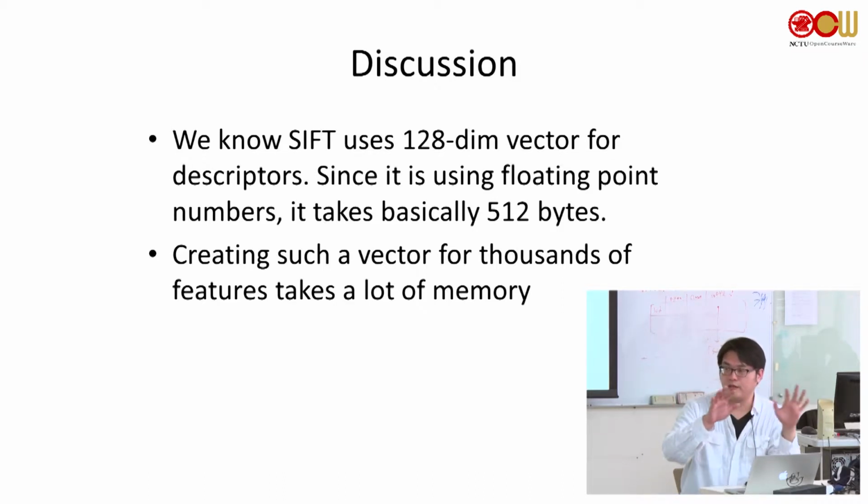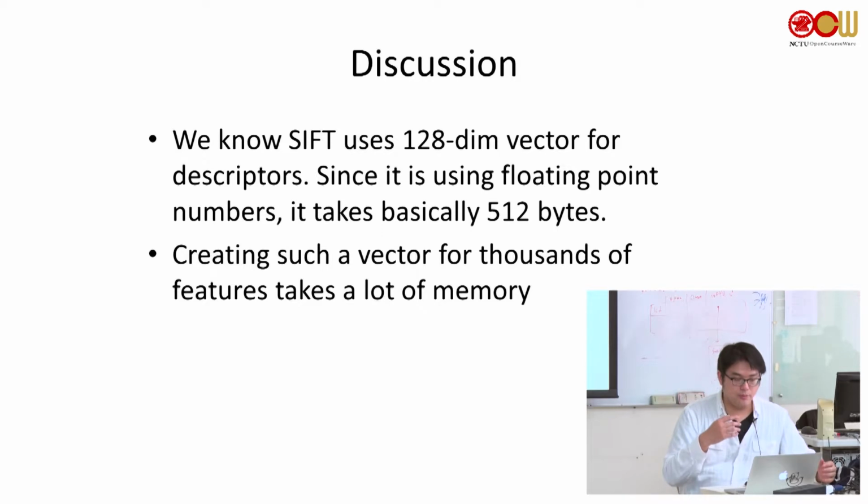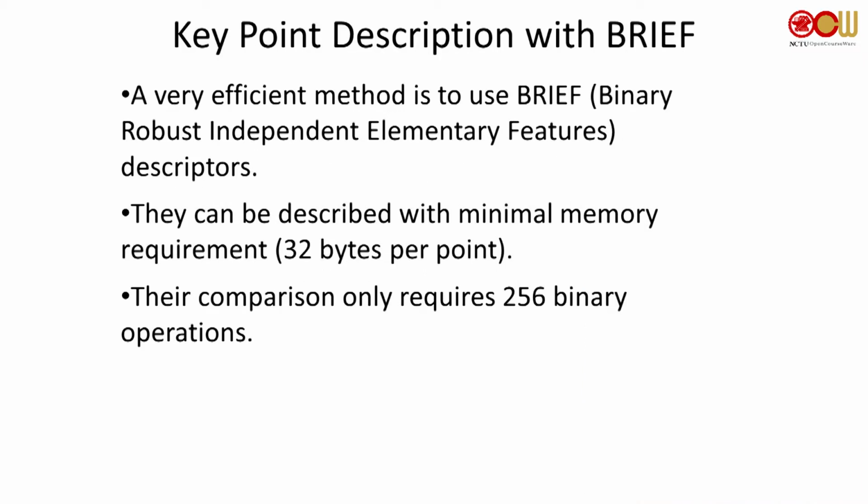Because in the beginning, the first step is to compute a gradient. There are also some implementations using CUDA, using GPU acceleration. This actually motivates us to look at a different kind of descriptor. Okay, here is another descriptor. It's called BRIEF, an acronym for Binary Robust Independent Elementary Features. The good thing is that it only takes 32 bytes per point. That would be maybe 1/100 of the memory requirement.